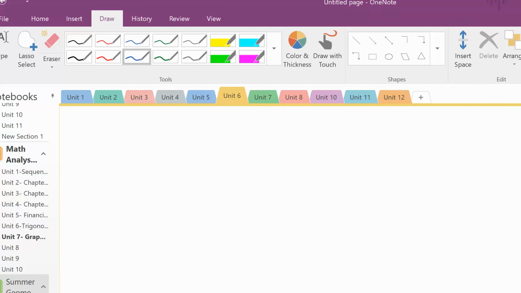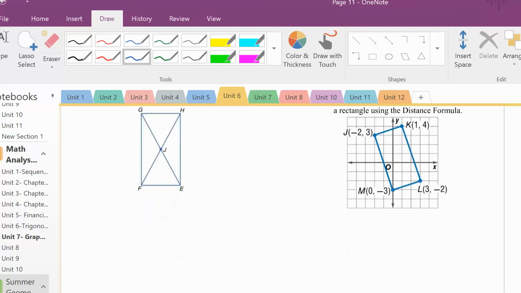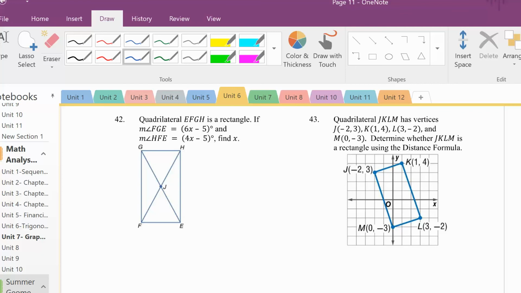All right, so the next one, next page. Oops, sorry. So the next page, quadrilateral EFGH is a rectangle. If the measure of FGE, so FGE is 6x minus 5, and HFE is 4x minus 5. Find x. Well, remember, once again, it's a rectangle, so that means all 4 parts of the diagonals are congruent.